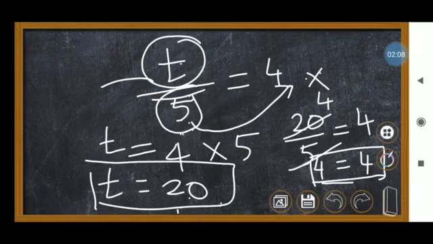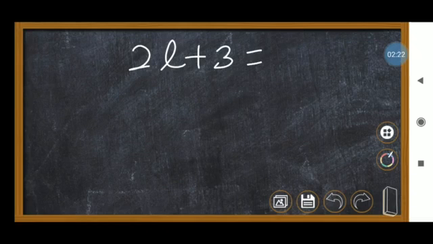Okay, understood? Is there any other problem we are going to solve? Okay, next one, 2l plus 3 which is equal to 7. So how do we identify it? First you have to know that you keep numbers on one side, variables on one side. So we have to do it step by step.